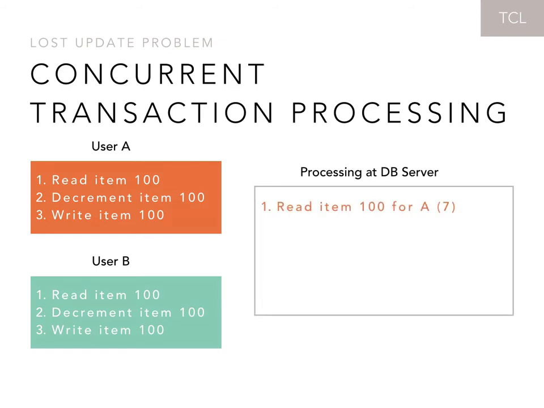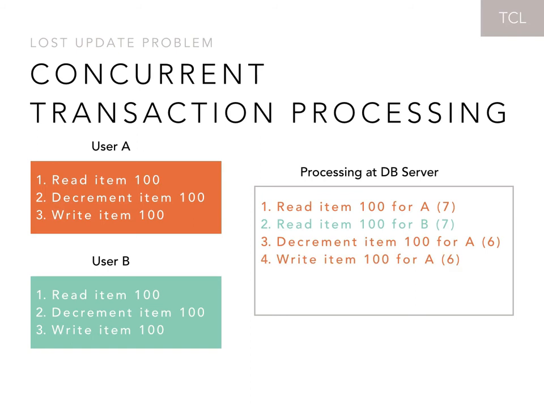So we're going to do the read for A. Let's just pretend that the value for item 100 is 7. That's what's in the table. We then read item 100 for B, also 7 is the value. We then decrement the item for A, making it 6, and we write 6 to the database, back to the table. You with me? For A, because we're doing this step 3 for A. Then we decrement item 100 for B, taking the 7 that we had in step 2. The 7 turns into a 6, and then we write it to the database.